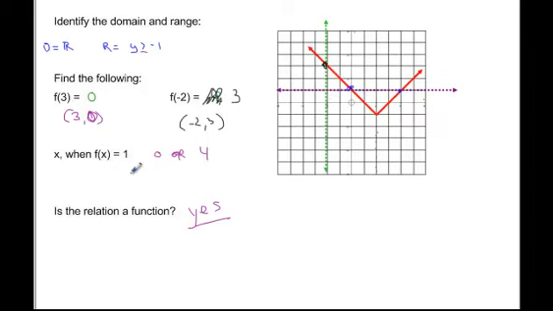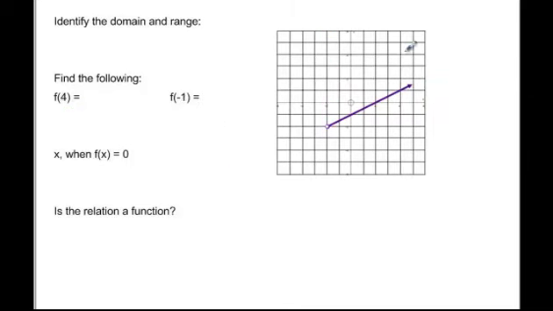This would be the point 0, 1. And this would be the point 4, 1. So there were 2 possible x values at an output of 1. Is the relation a function? Yes, it passes the vertical line test. Now take a second and try this one.